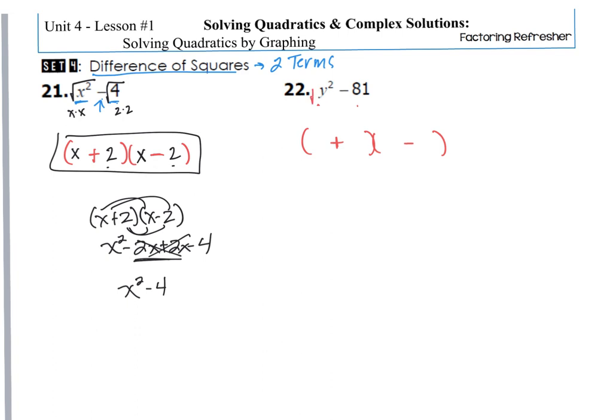I get the first term, y squared, I take its square root. That was y times y. So 1y goes in each of the parentheses. Then I take the square root of my 81, and that was, again, 9 times 9. So I put a 9 in each set. My answer in factored form for this is y plus 9 times y minus 9.